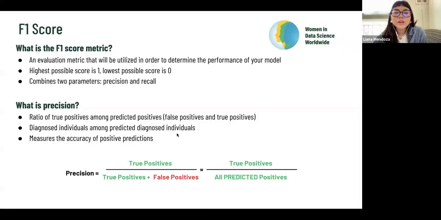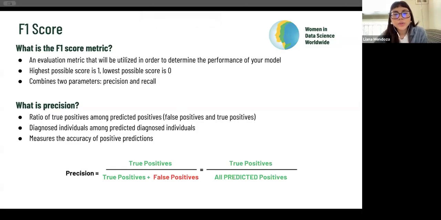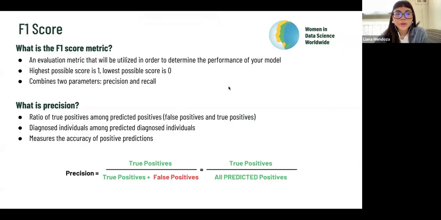Okay, so now we will be talking about the F1 score, which will be the evaluation metric utilized to determine the performance of your model. This will be the metric used to see who is leading the leaderboard of our datathon. The highest possible score in the F1 metric is 1, while the lowest is 0. A score of 1 means that both precision and recall are perfect.